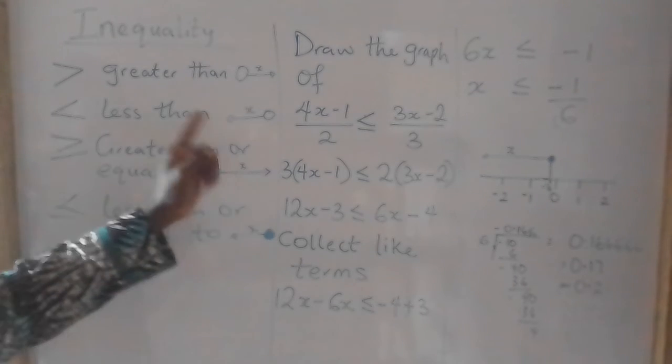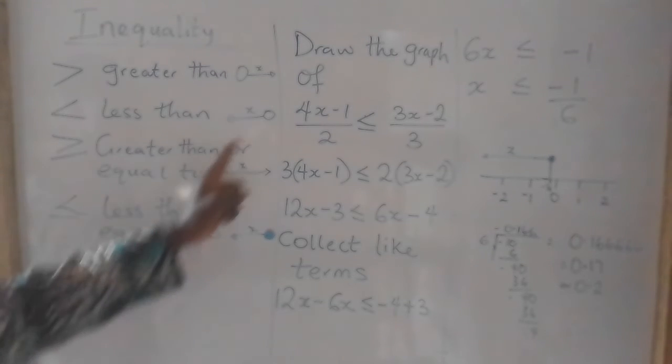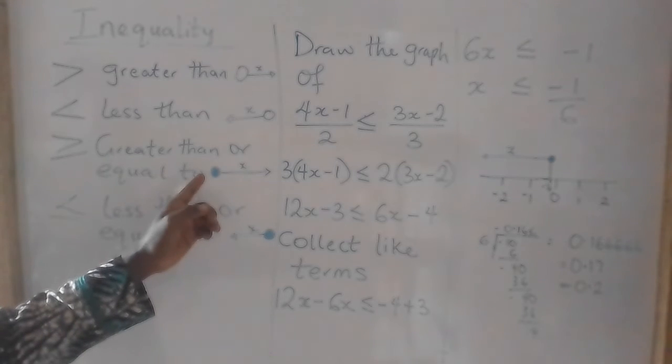Now you can see that, showing that if it is greater than, you don't shade it when it comes to the graph. But when it is greater than or equal to, you shade it to let you know that it is different.